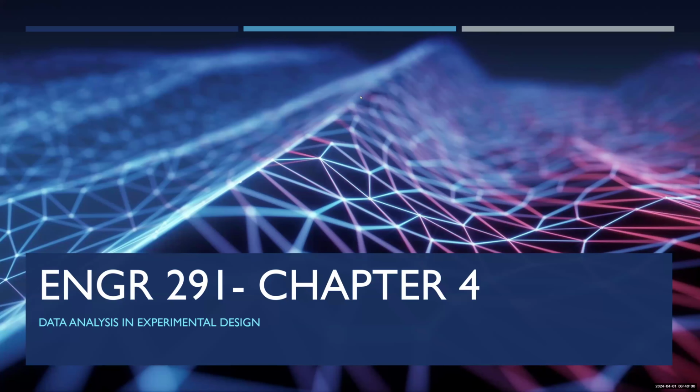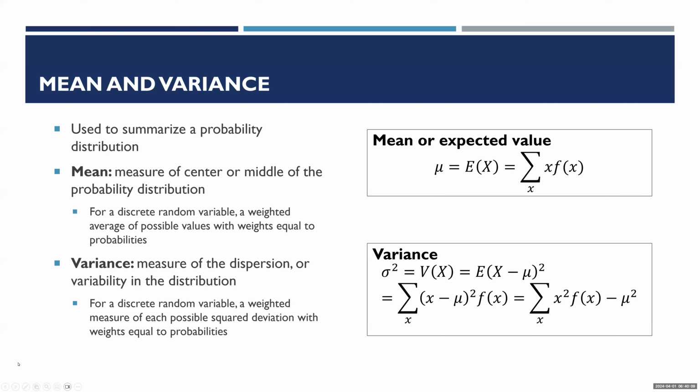This is the Chapter 4 lecture on data analysis for experimental design. One of the principles we need to start with is the concept of mean and variance. In your math classes, you would have already talked about some of these concepts, and we mentioned the idea of the arithmetic mean and the standard deviation last week in the last chapter, in Chapter 3.